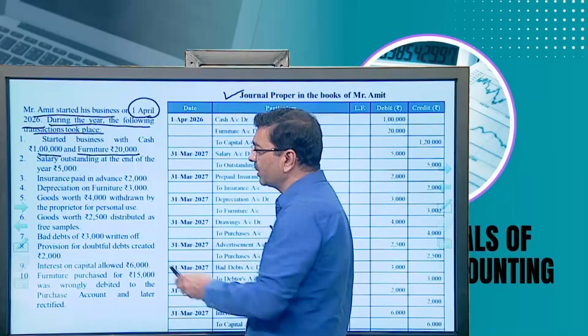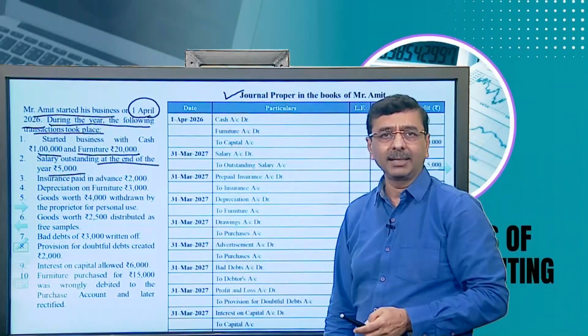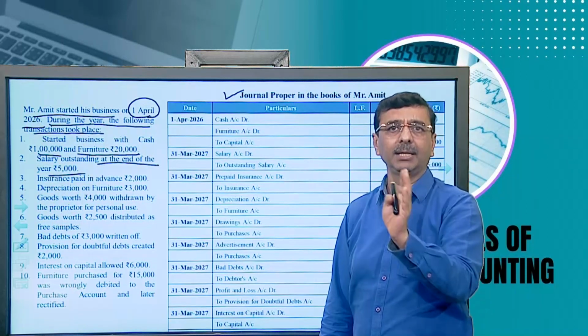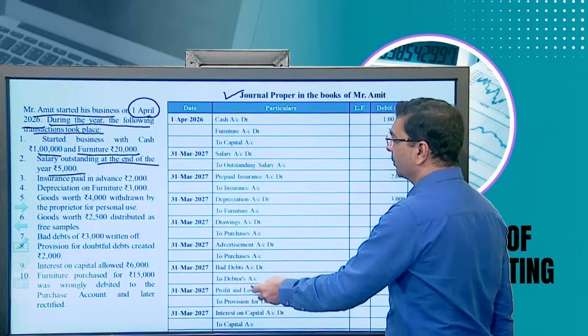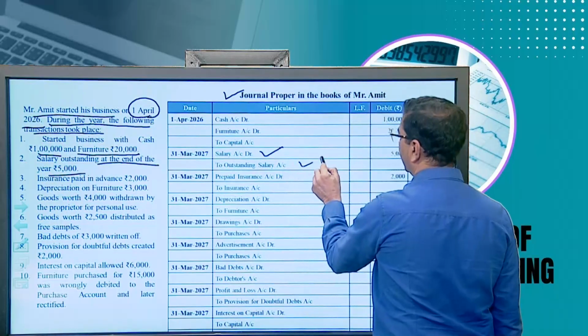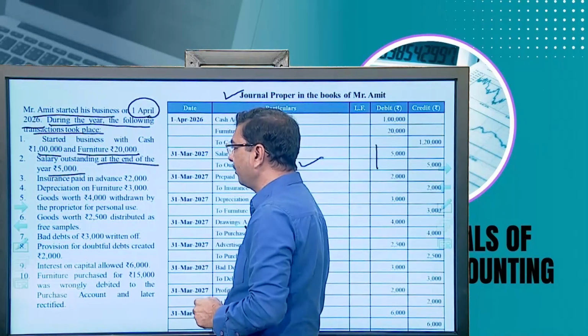Second is salary outstanding at the end of the year, 5,000. Outstanding salary is an expense. Salary is an expense, so salary account debit, and outstanding salary is your liability. So salary account debit to outstanding salary account, 5,000 rupees. Then insurance paid in advance.